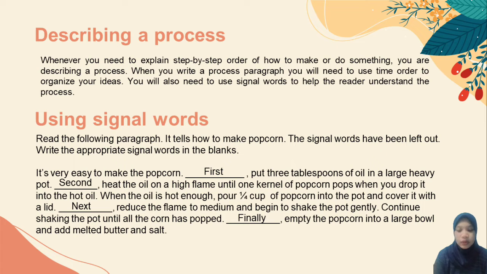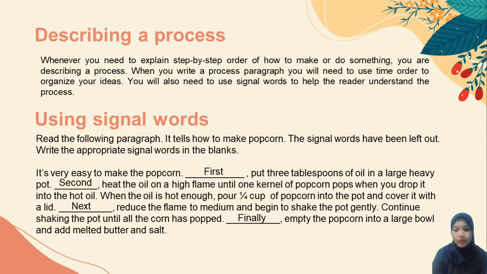Describing a process. Whenever you need to explain the step by step order of how to make or do something, you are describing a process. When you write a process paragraph, you will need to use time order to organize your ideas. You will also need to use signal words to help the reader understand the process.